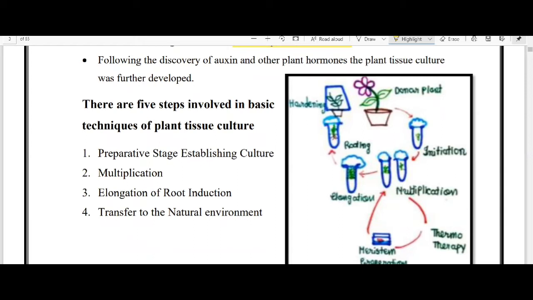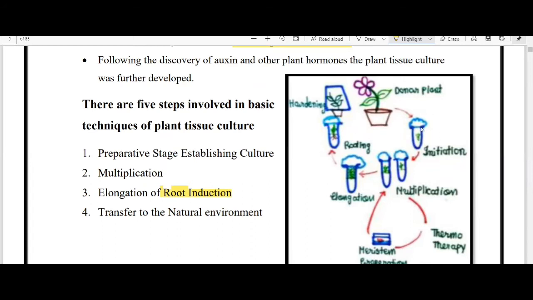The third stage is called the elongation of root stage. In plant tissue culture, depending upon what we want, root or shoot, generally root induction is the first step. But in different types of plant tissue culture, different methods, or different aspects, are seen. But generally, root induction is the main thing. Then these plants are transferred into the natural environment. This step, the transfer of the plants to the natural environment, is called hardening.